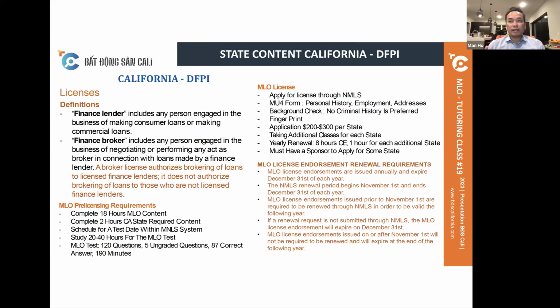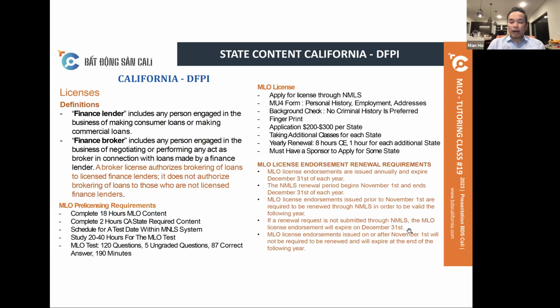But I think, if I recall incorrectly, then you're probably going to be okay if it's a brand new license. Okay, I think you're going to skip a year. But anyway, any endorsement before November 1st needs to be redone. This is what it says right here. MLO license endorsements issued prior to November 1st are required to be renewed through NMLS in order to be valid for the following year, which is, let's say, 2024. If a renewal request is not submitted through NMLS, the MLO license endorsement will expire December 31st.